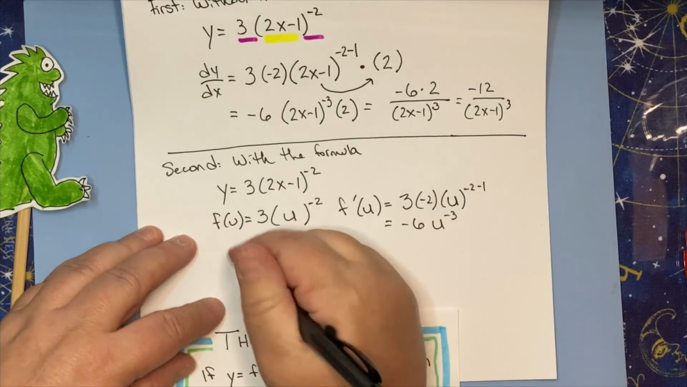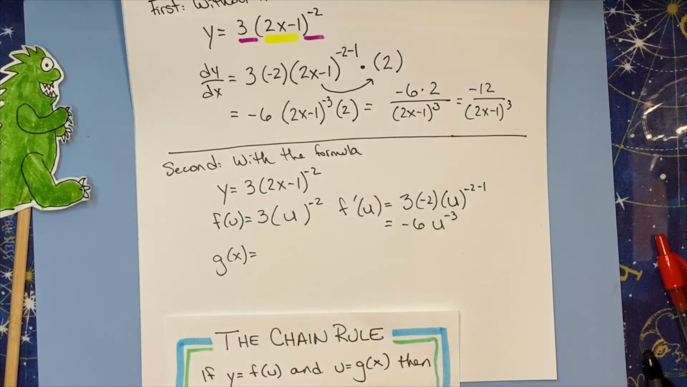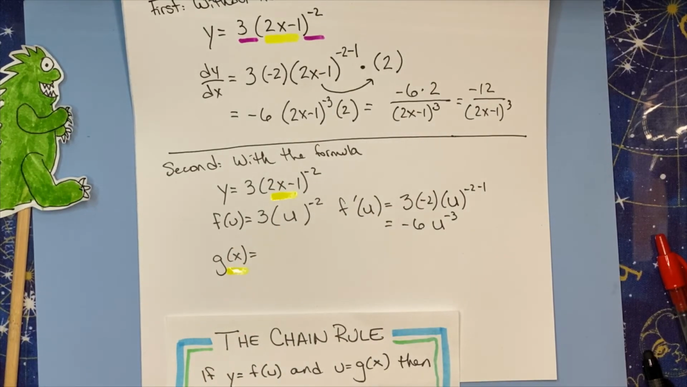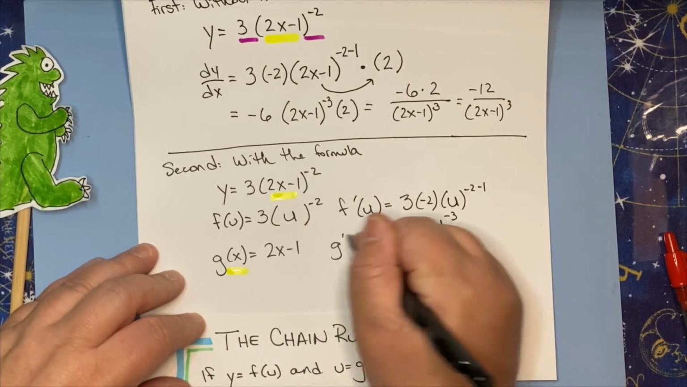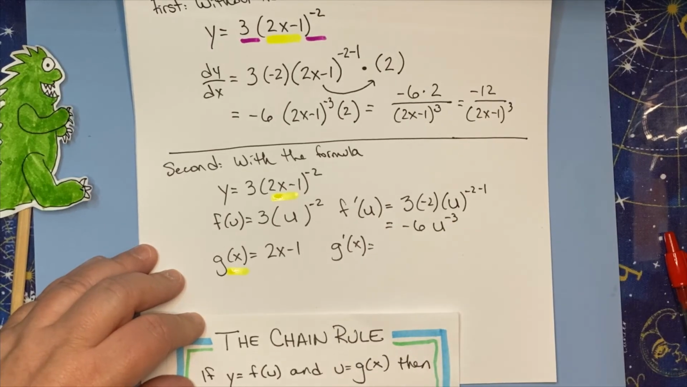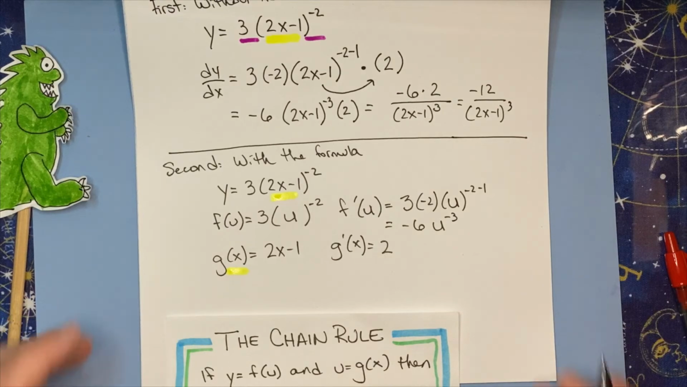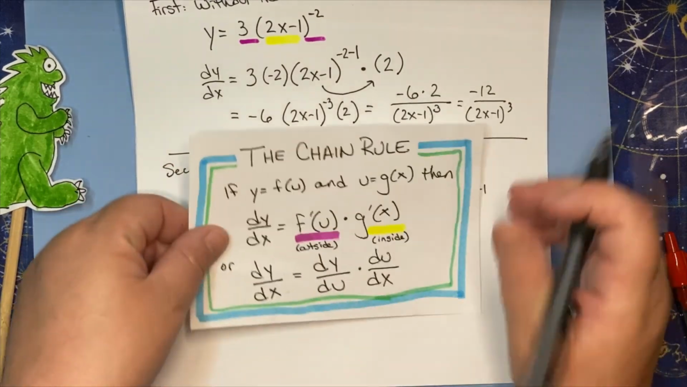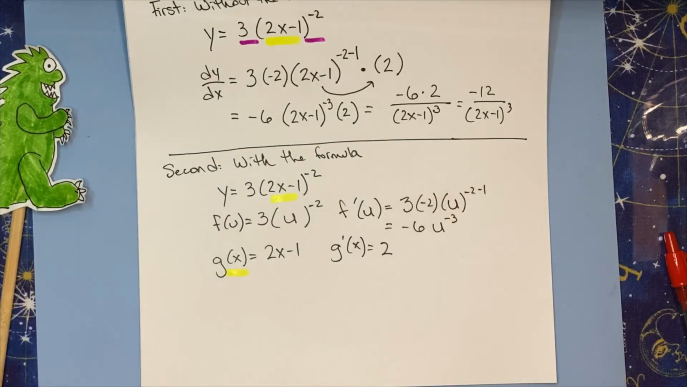Okay, now my g of x is the inside. That's this part. Right? And that equals 2x minus 1. So what's g prime of x is, this is going to feel like we just did this because we did, it's 2, right? So we get these 4 things all set up, and then we remember the formula. We take the derivative of the outside times the derivative of the inside.